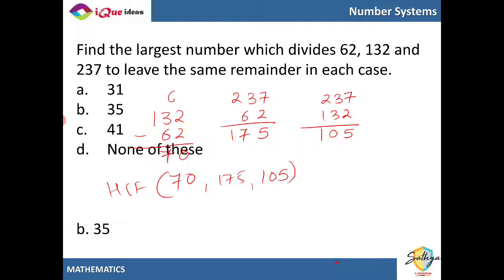So these are some of the types of problems which can be asked, which can use the basic concepts of HCF and LCM to solve them.